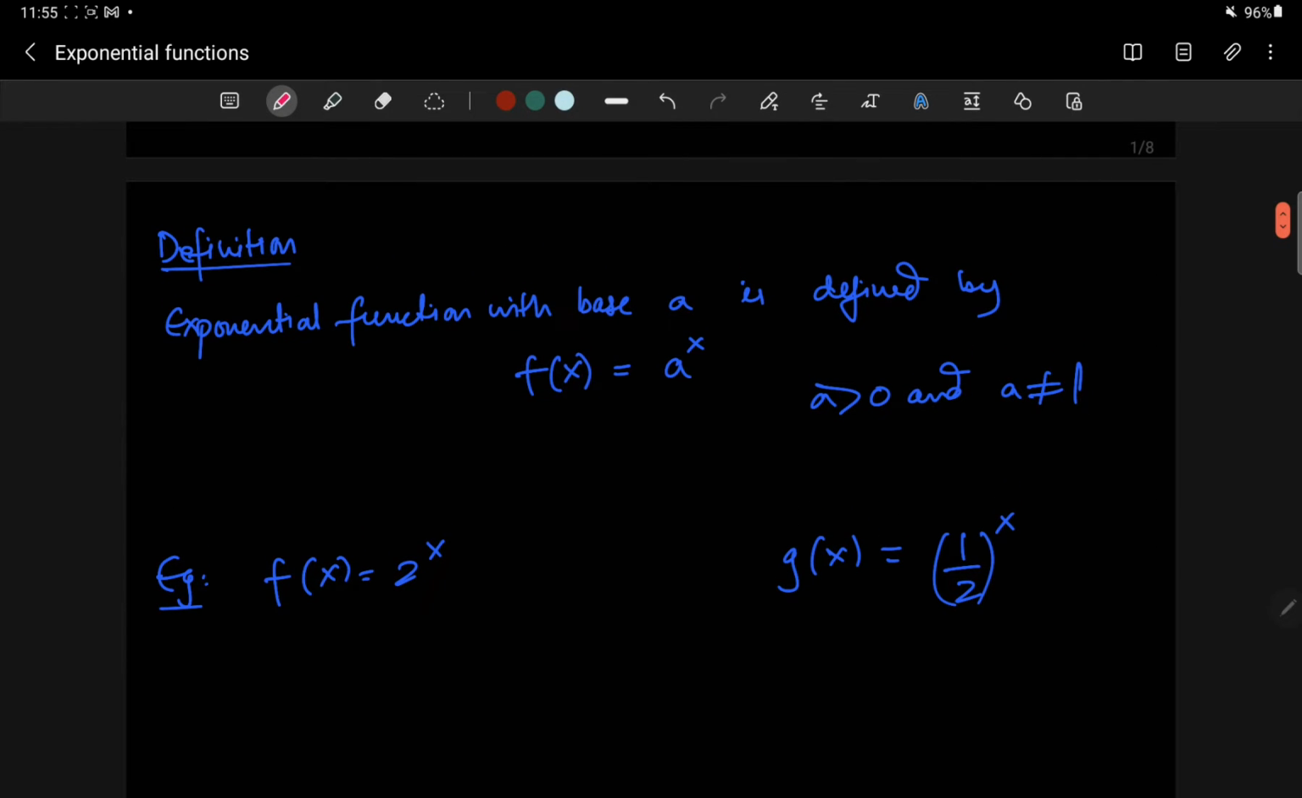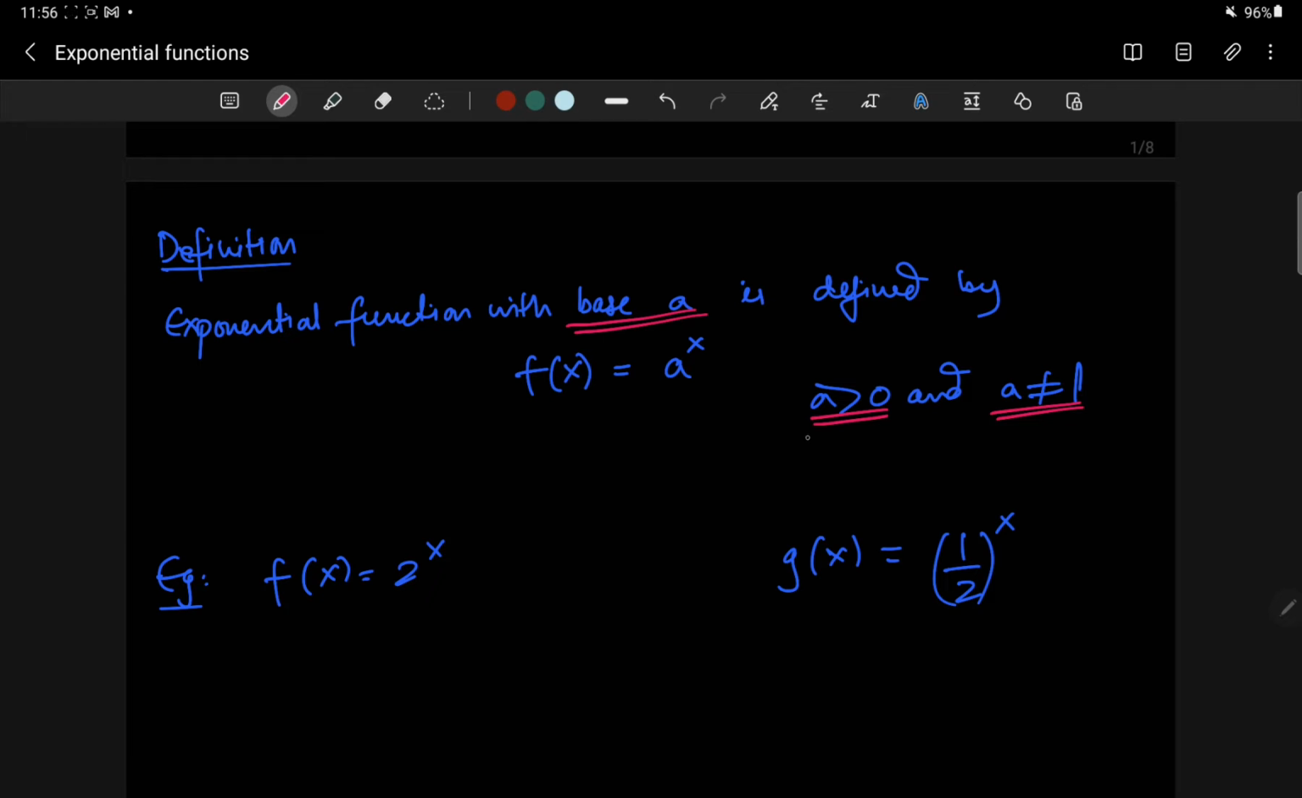Okay, here is the precise definition of an exponential function. An exponential function with a base a is defined as follows: f of x is a raised to power x. And we necessarily need a to be positive and a not to be 1.